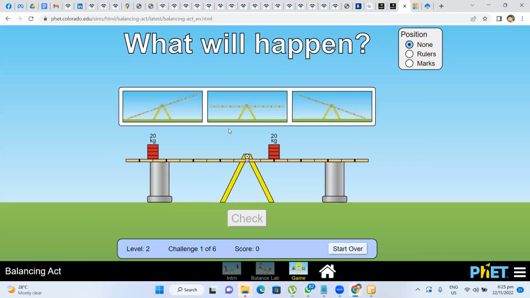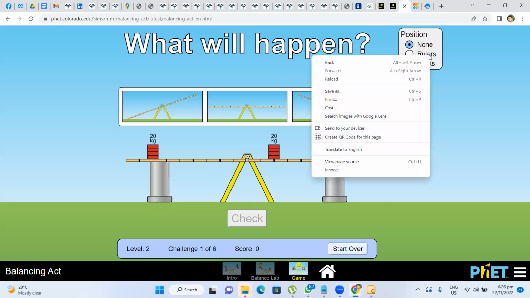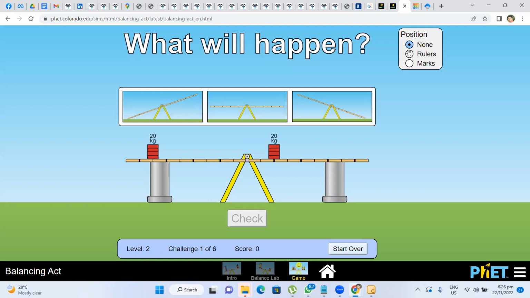You can see here it's a balance, actually, so you can think of this as a seesaw, and you have 20 kilograms here, 20 kilograms here. But both 20 kilograms are in two different places. So let me include the ruler here, and you can see this 20 kilograms is 1.75 meters away and this is 0.5 meters away. So what happens if I release these two assisting aids? Will it look like this or this or this? Is it answer 1, 2 or 3?